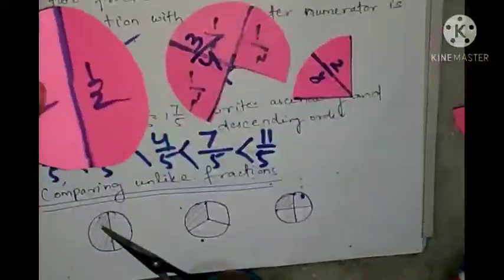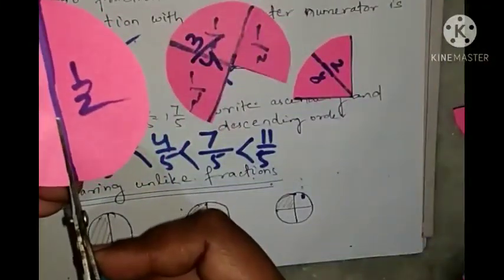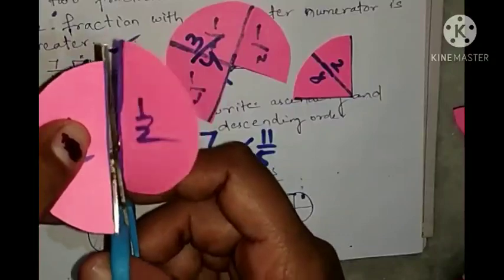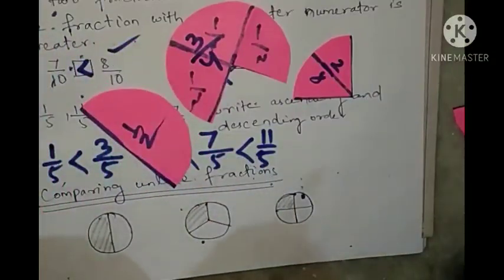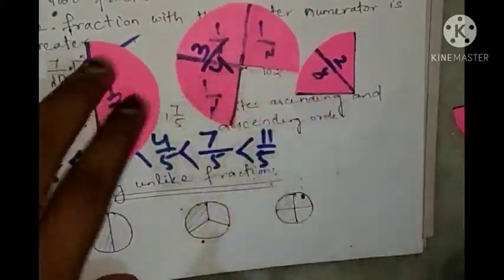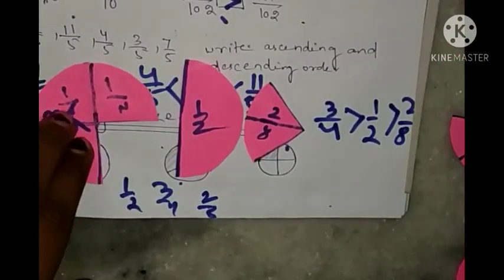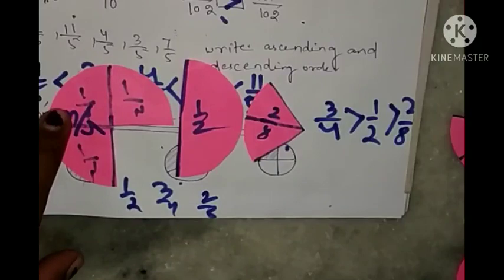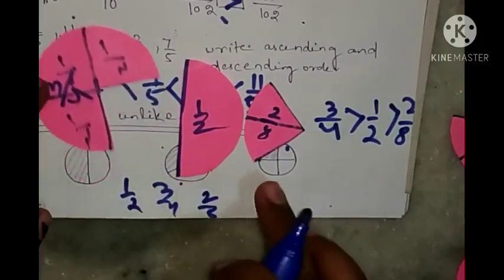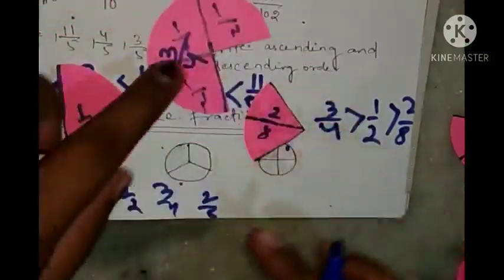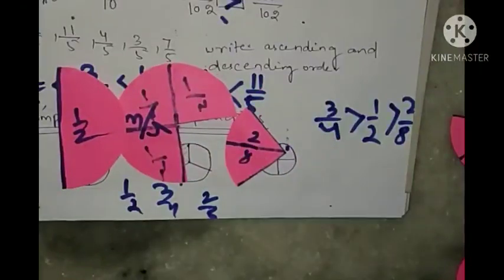Next, I'll take half of this portion. Okay, so half I have taken. Here you will see, this one is what? This one is half. This one is 3 by 4. This one is 2 by 8.